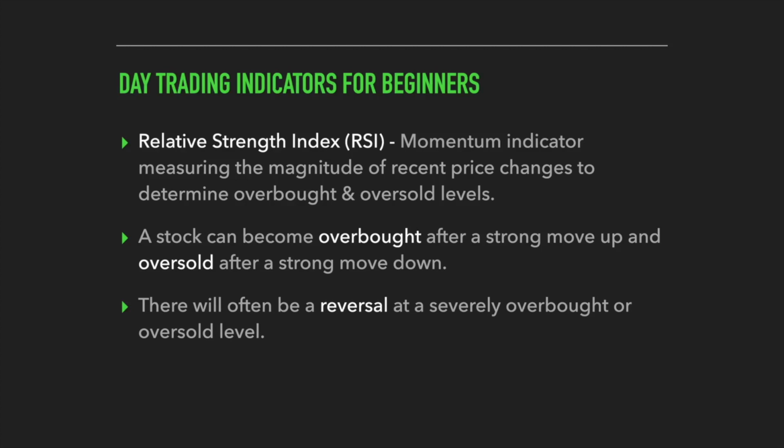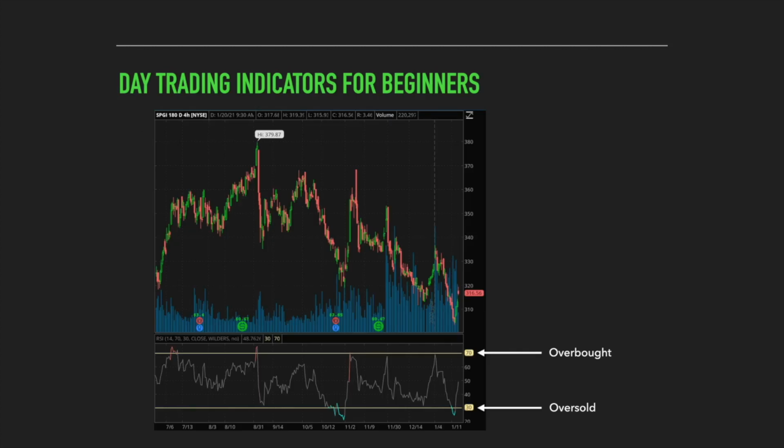And if we take this example here, we can see that we have a chart and we're looking at the RSI down here at the bottom of the chart. This is a scale from 0 to 100. And by default, you can see that 30 and 70 are emphasized here on the RSI. And that's because those are the levels that are considered overbought and oversold.